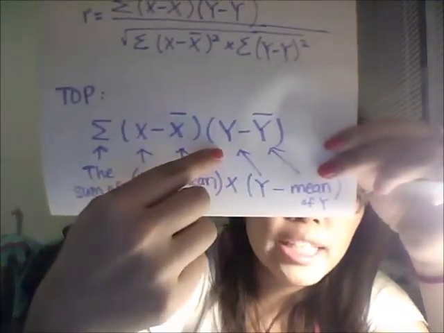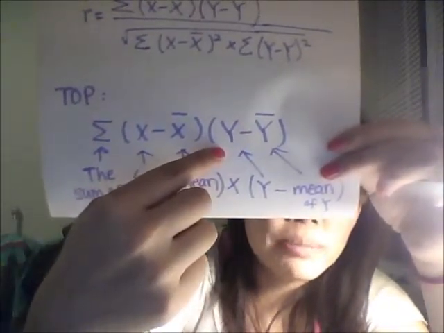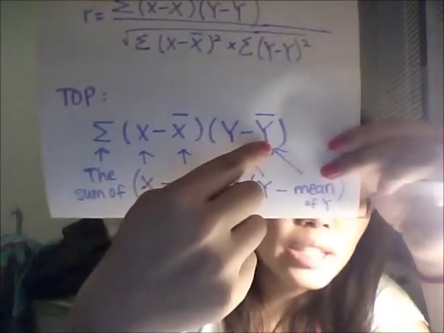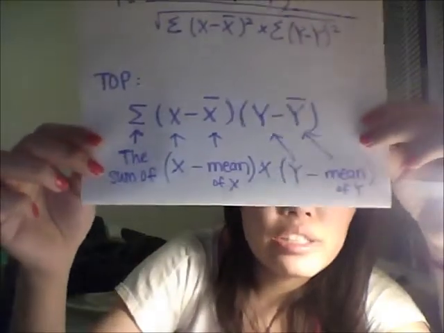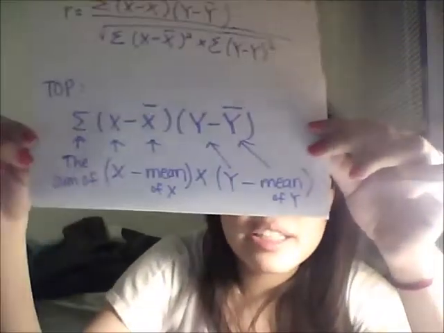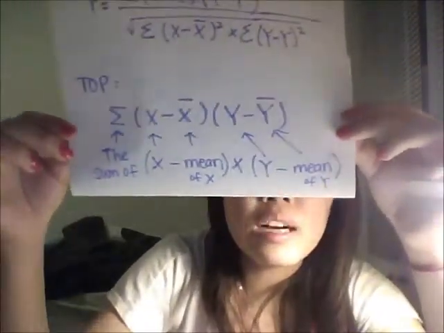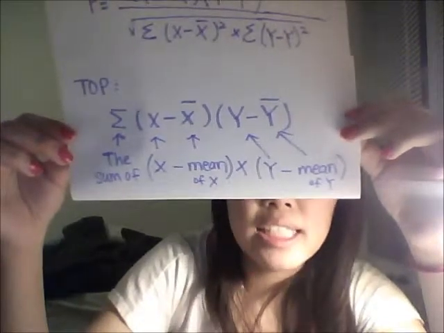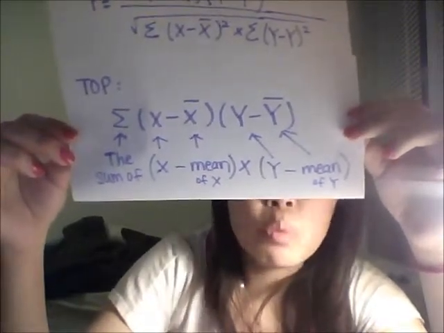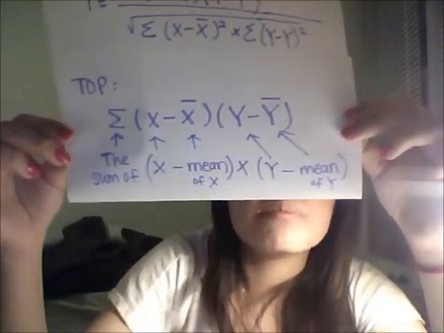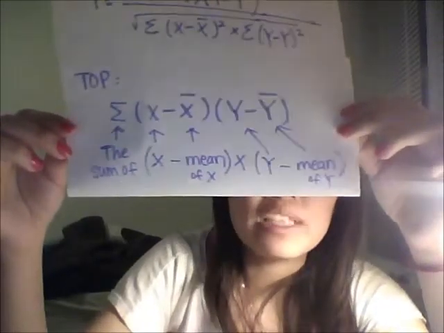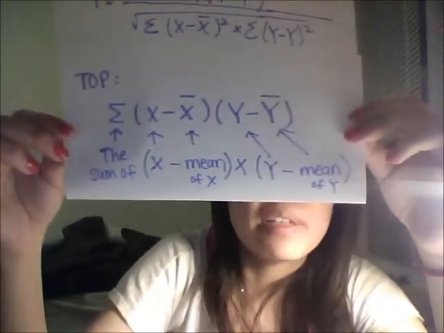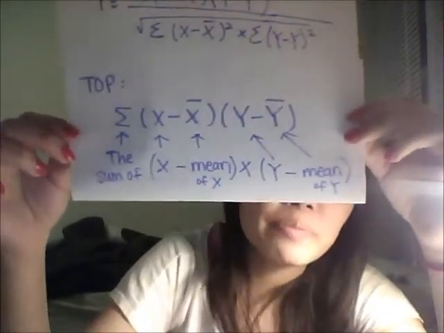This Y was the Y variable we talked about before, and the Y with the little dash on top, it's the mean of Y. So the top part of the equation is the sum of X minus the mean of X times Y minus the mean of Y. Now it might sound complicated now, but once you start inputting numbers in, it will be a lot easier.